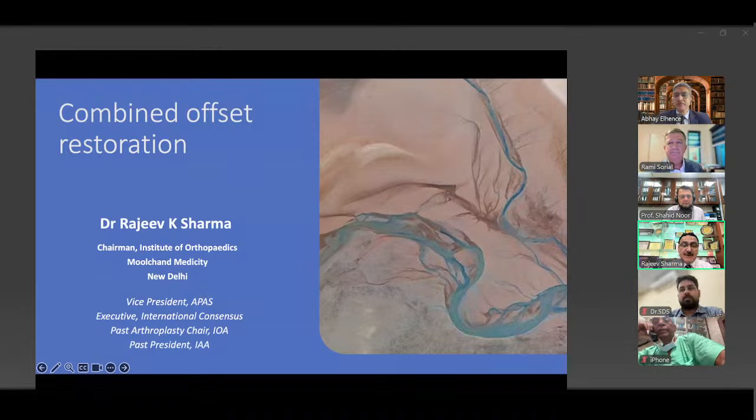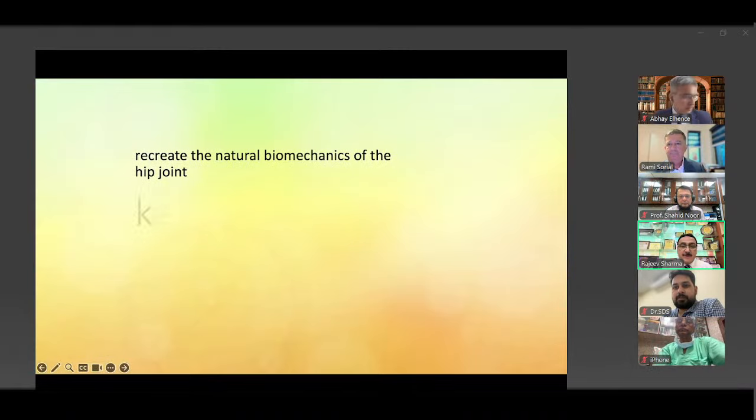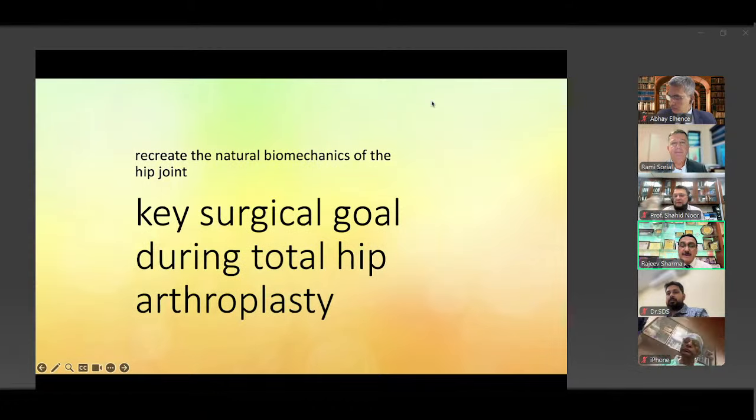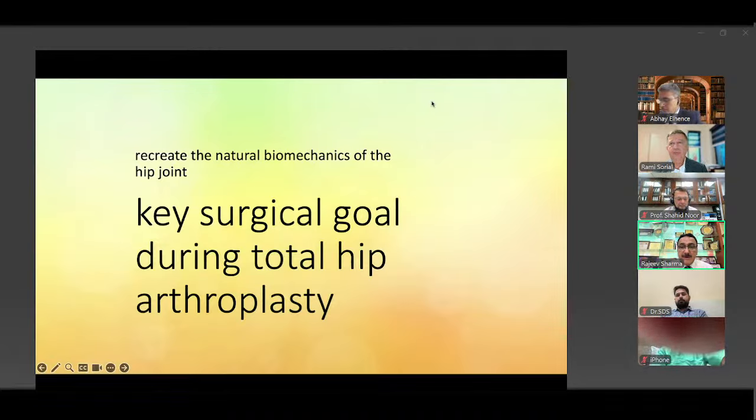Rami has taken a wonderful talk on the 3D balancing of the hip. And I think the 3D balancing is very important. And how to do this balancing, as Abhay has rightly asked, for surgeons who do not have access to robotics, how to do the balancing of the hip, we'll discuss in brief here.